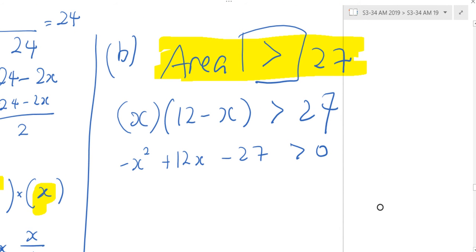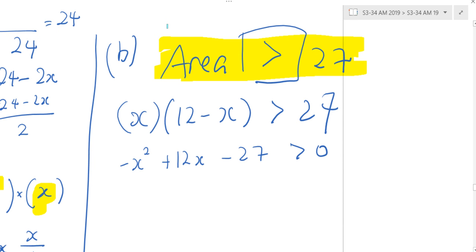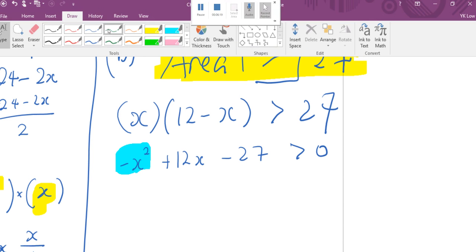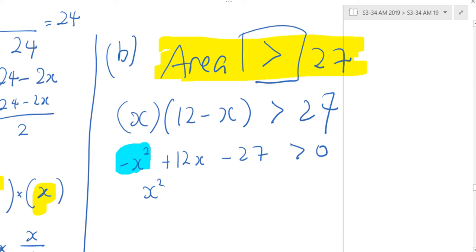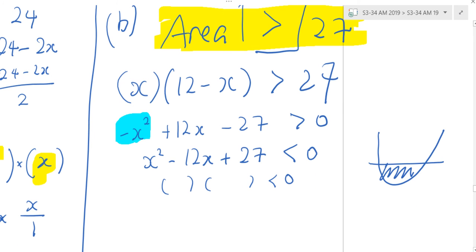Is there a danger thing that triggers your alarm? Very good. The negative x squared is the trigger. It's not wrong, but we are used to positive x squared. So what happens when you multiply everything by negative 1? What happens to the sign? The sign changes. Okay? So after the sign change, you can factorize, then you can draw, then you can shade, then you can have the answer.